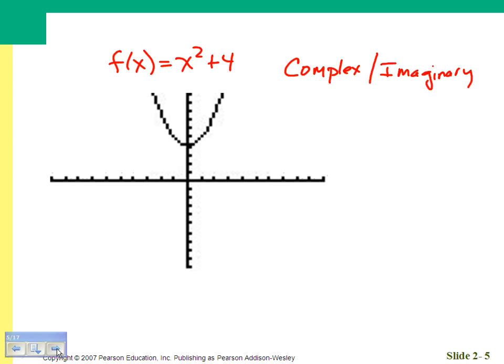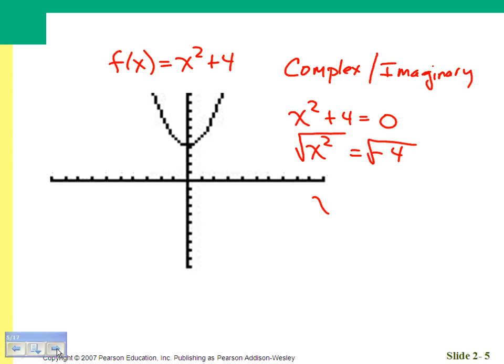It's true that this polynomial does not have any real solutions because it does not cross the x-axis, but it does have two solutions. And we can find those zeros or solutions by simply setting x squared plus 4 equal to 0 and solve it. Subtract 4 from both sides. We end up with x squared equals -4. Take the square root of both sides.